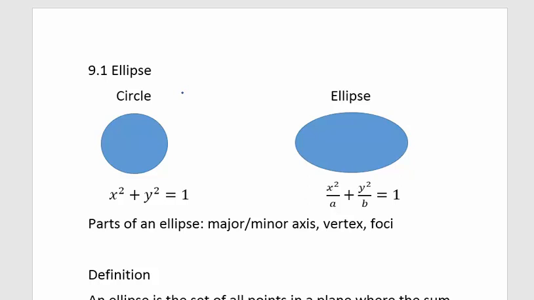Alright, in this video we're going to take a look at section 9.1 where we're studying the ellipse. But first let's review the circle a little bit here. Remember an equation of our circle? X squared plus y squared is equal to 1.